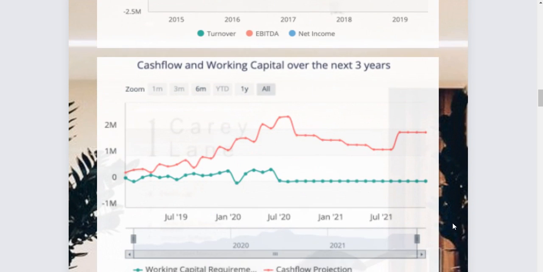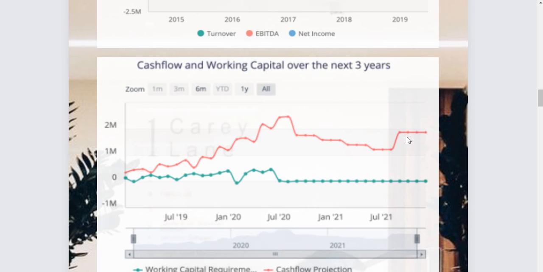This is an example of a cash flow and working capital over the next 3 years. This is a projection. Remember, these are all examples, and it might or might not be familiar to you at this point. Here you have on the horizontal chart time: July 2019, January 2020, July 2020, and so on. Okay, this is a projection because it says over the next 3 years.